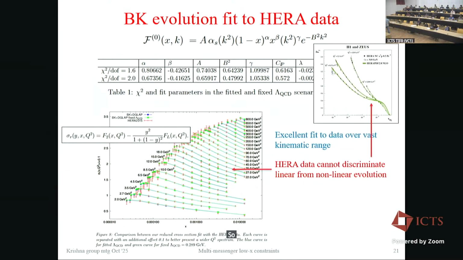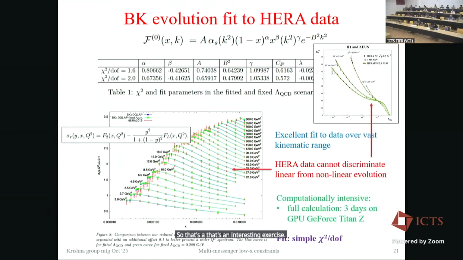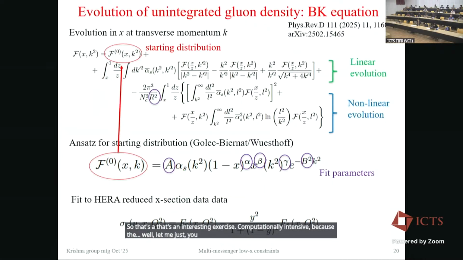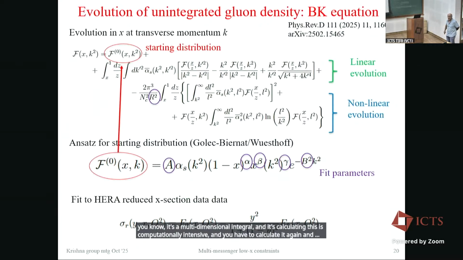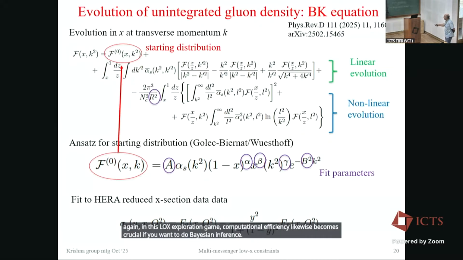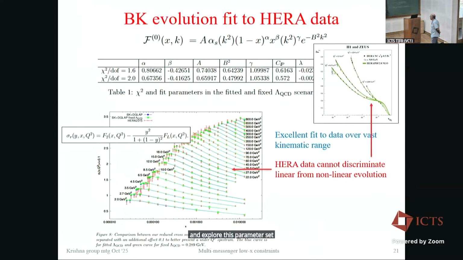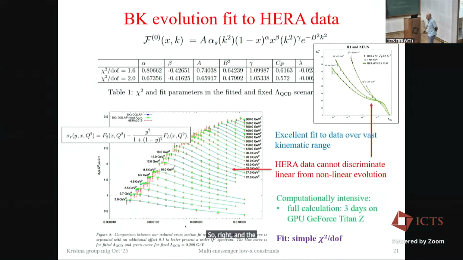Good. So that's an interesting exercise, computationally intensive. Let me just point out that the integration is a multidimensional integral, and calculating this is computationally intensive. If you have to calculate it again and again for different choices of parameters, this becomes computationally heavy. So again, in this low x exploration game, computational efficiency likewise becomes crucial if you want to do Bayesian inference and explore this parameter set in a rigorous way. And the fit is a simple chi-squared per degree of freedom, not a Bayesian inference fit.